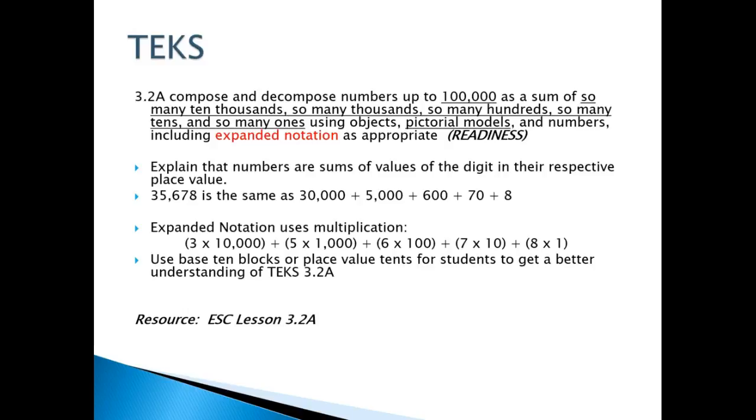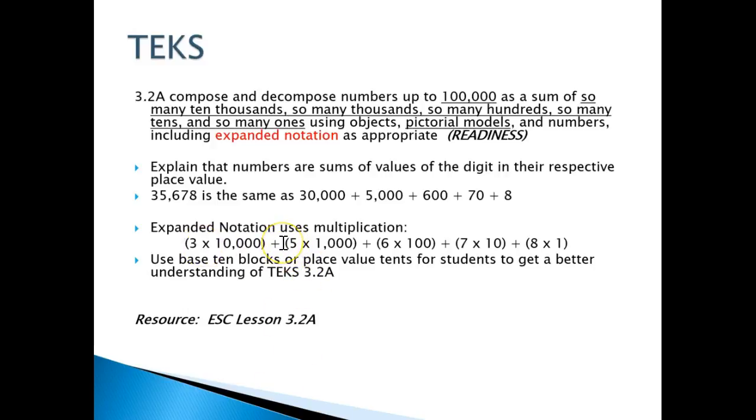So what we're going to be talking about is 3.2a. Notice that 3.2a talks about using expanded notation. In other words, they use multiplication when they're going over place value. So it's different from expanded form. Notice in second grade we said 30,000 plus 5,000 plus 600 plus 70 plus 8. But now in third grade, we're going to say it's 3 times 10,000, 5 times 1,000, 6 times 100, 7 times 10, and 8 times 1 to demonstrate 35,678. One thing you might want to do is limit this number, maybe to just 1,000.